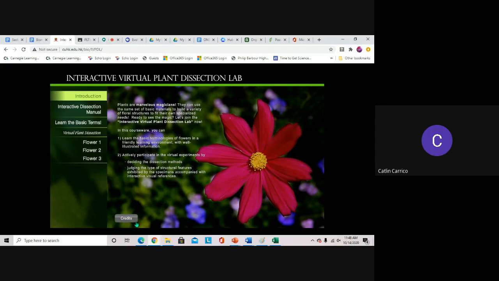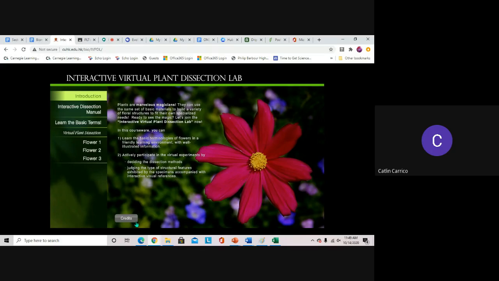So you should read the introduction. So plants are marvelous magicians. They can use the same set of basic materials to build a variety of floral structures to fit their own specialized needs. Ready to see the magic? Let's join the interactive virtual plant dissection lab now. So in this course, you're going to learn about the basic terminologies of flowers with well-illustrated information, and then actively participate in the virtual experiments by deciding the dissection methods, judging the type of structural features exhibited by the specimens, accompanied with interactive visual references.